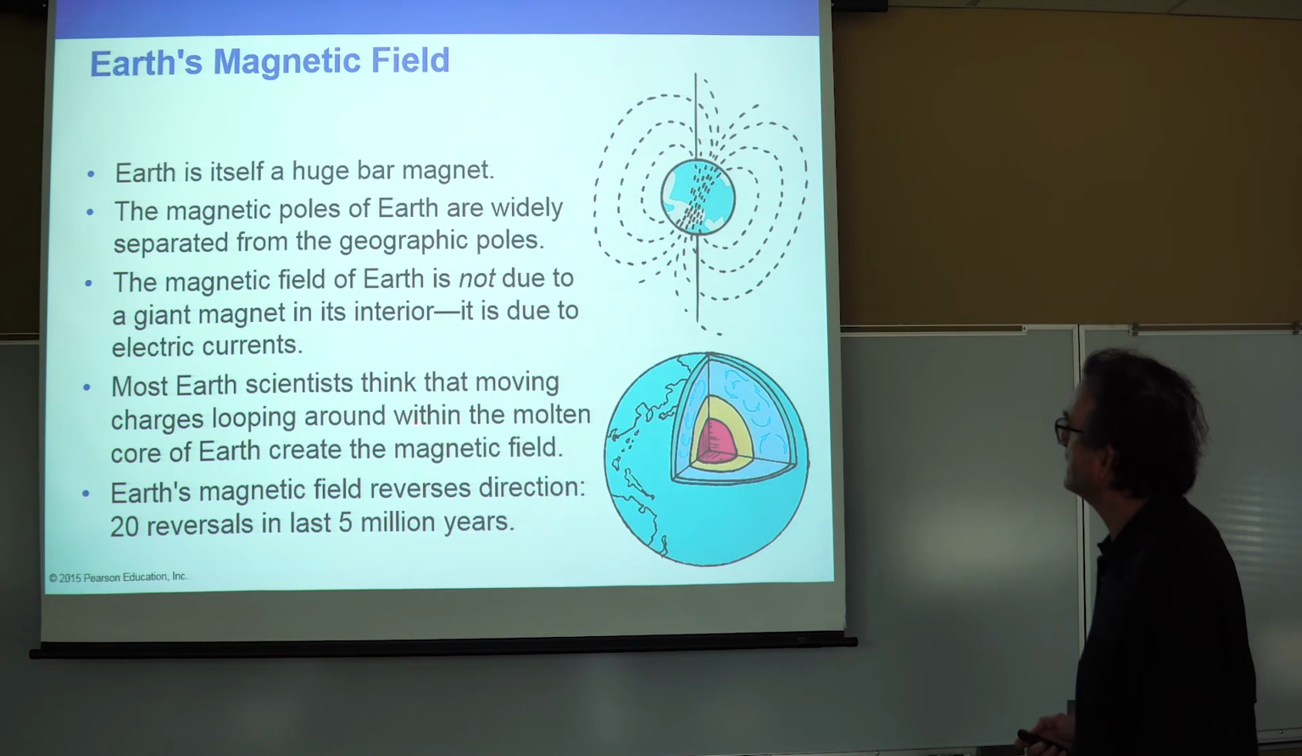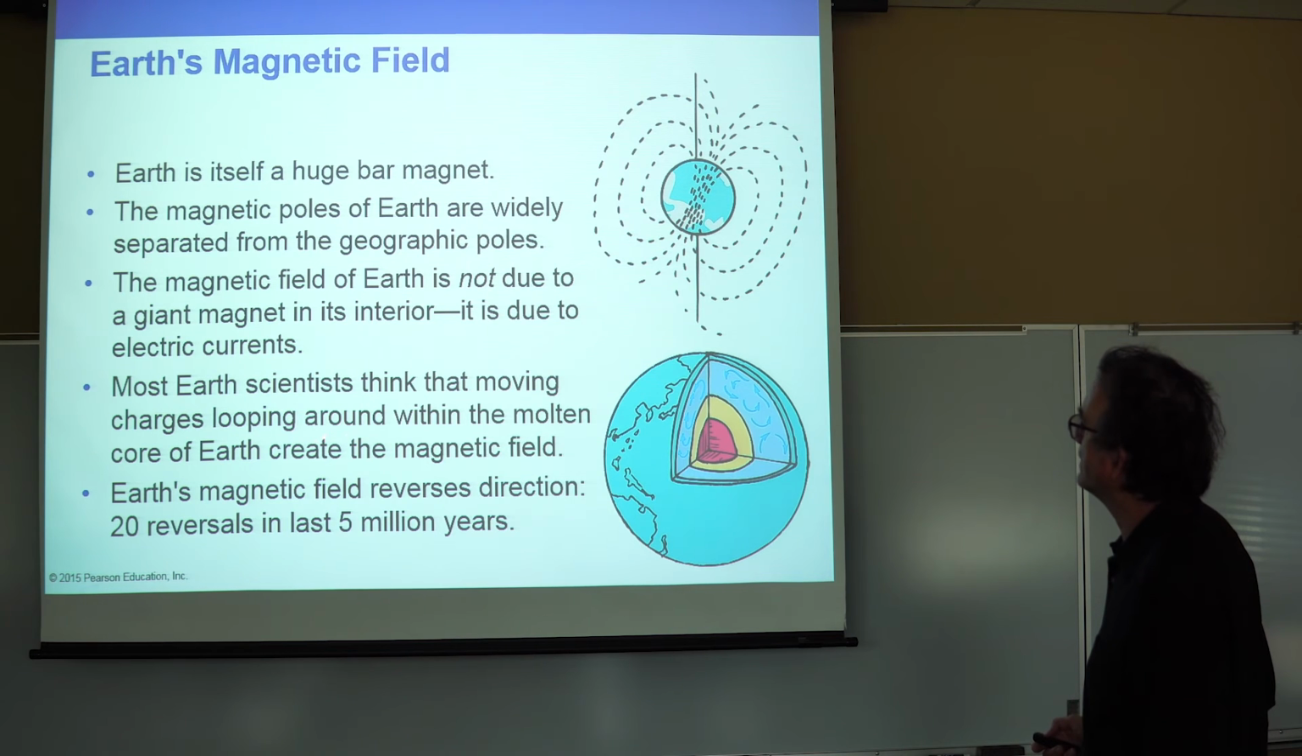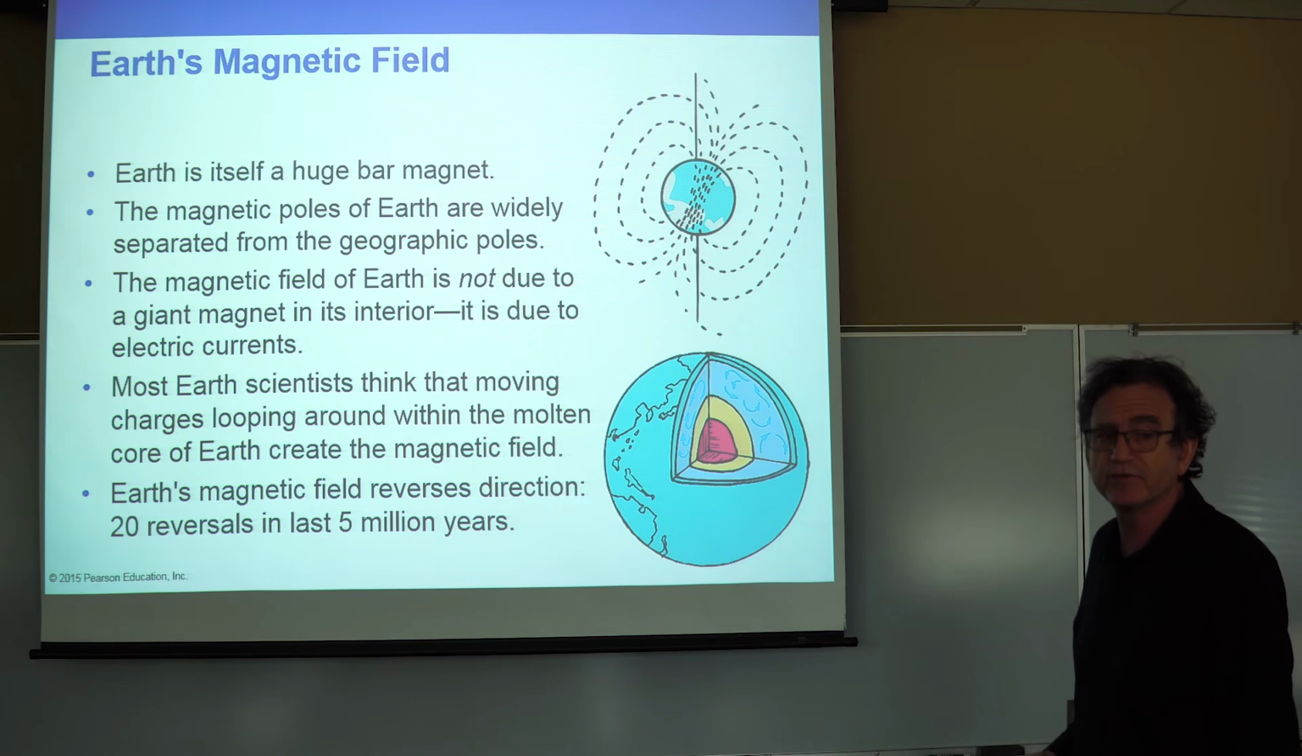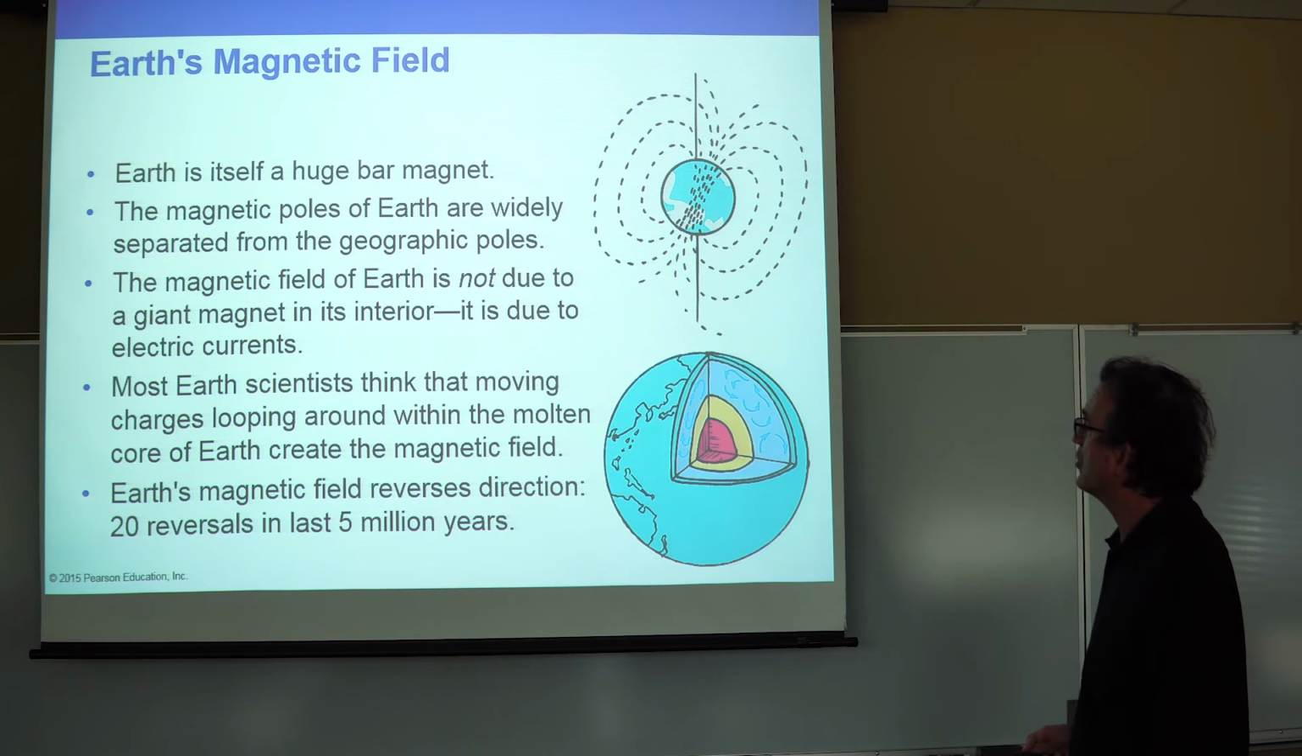Obviously this is not truly a bar magnet, but it is currently believed by most scientists that what we actually observe as the Earth's magnetic field is due to circulating charges in the center of the Earth that are generating this field. And because it's so far away, we have no direct way of knowing or actually probing the exact movement of these charges, but that's the way we visualize it.